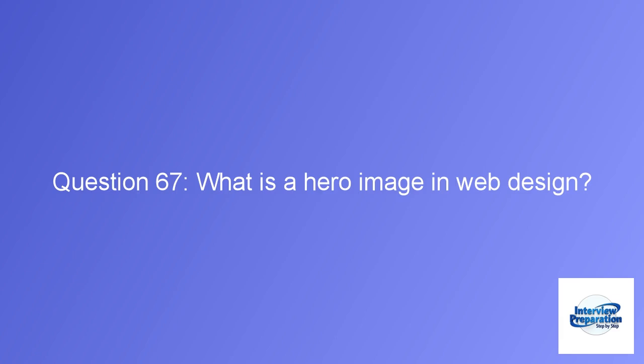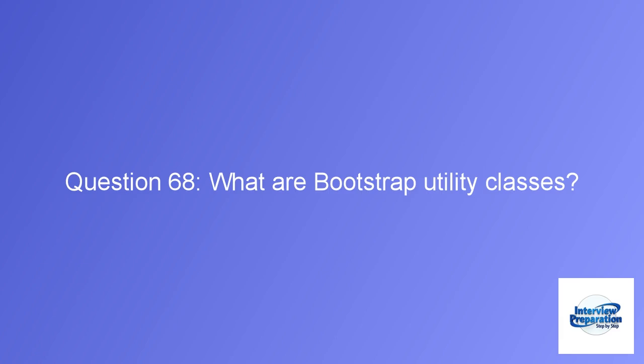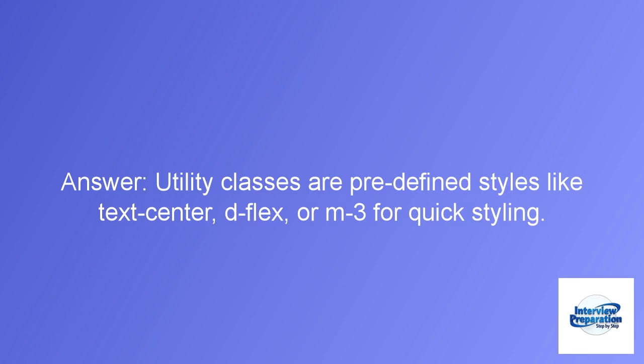Question 67. What is a hero image in web design? Answer. A hero image is a large banner image, often with text and a call to action, at the top of a web page. Question 68. What are Bootstrap utility classes? Answer. Utility classes are predefined styles like text-center, d-flex, or m-3 for quick styling.